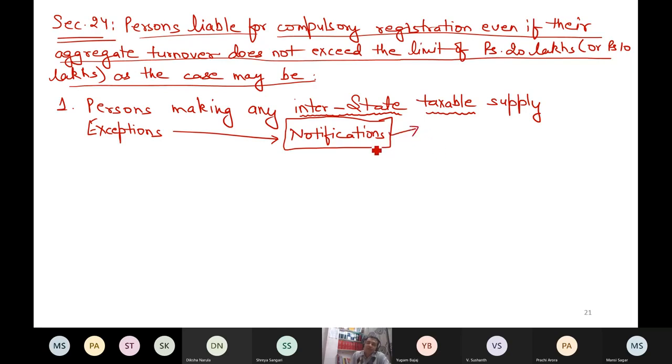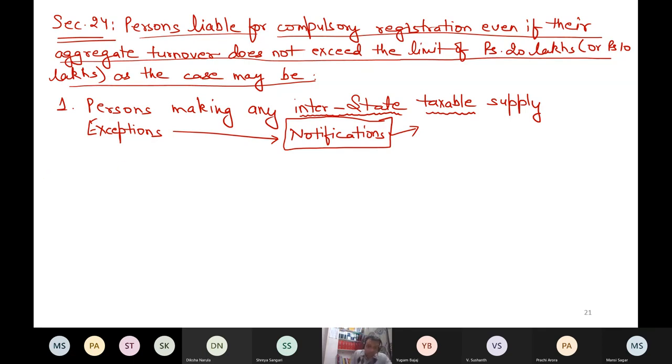These are pending. In the next class, I will discuss these with you, because then I will merge the section 23, which is already covered, plus some new notifications also, which will complete the understanding of section 23 altogether. But you must remember that in interstate taxable supply, all the cases are not 100% compulsory registration cases. Some exceptions are there for this compulsory registration through notification of section 23 subsection 2. That is for later discussion.